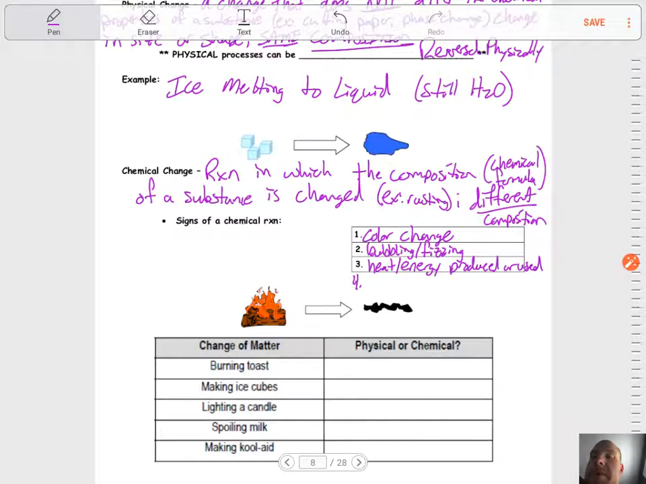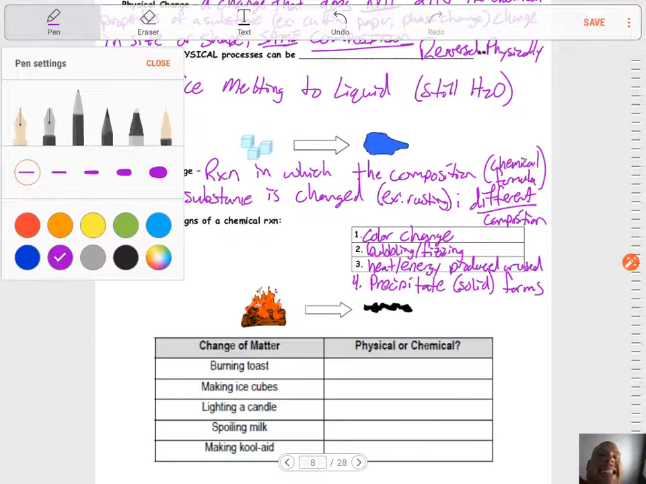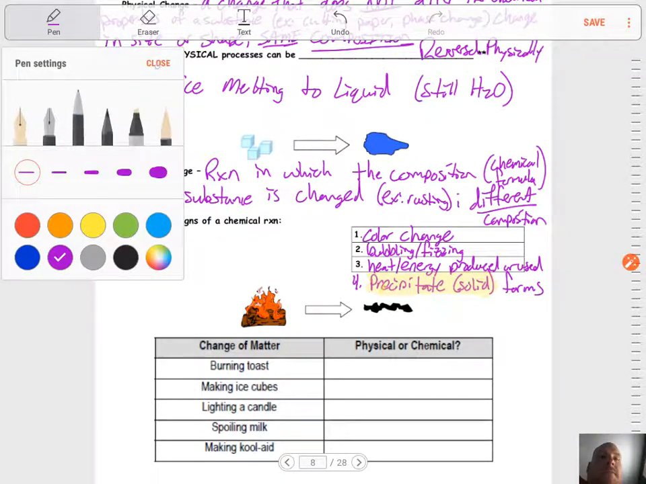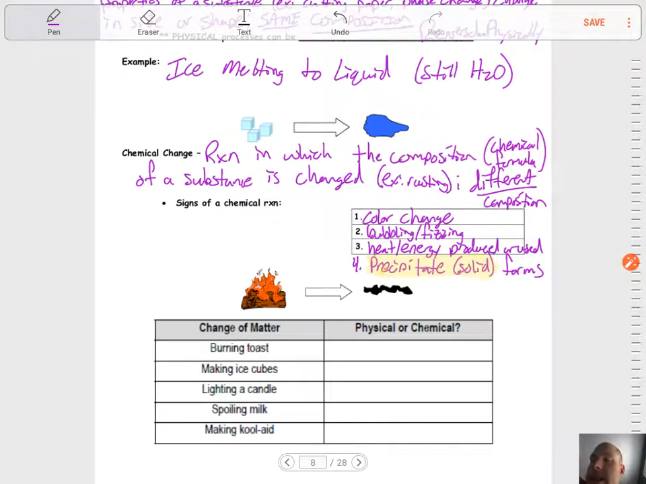And then there's a fourth one, and this is going to be a big one that we will devote pretty much an entire unit to, guys: a precipitate. Make sure you know this term through the entire school year. A precipitate is a solid that forms. Precipitate means solid. You've got to know that. You're going to hear that a lot. The example that we have right here is firewood burning.